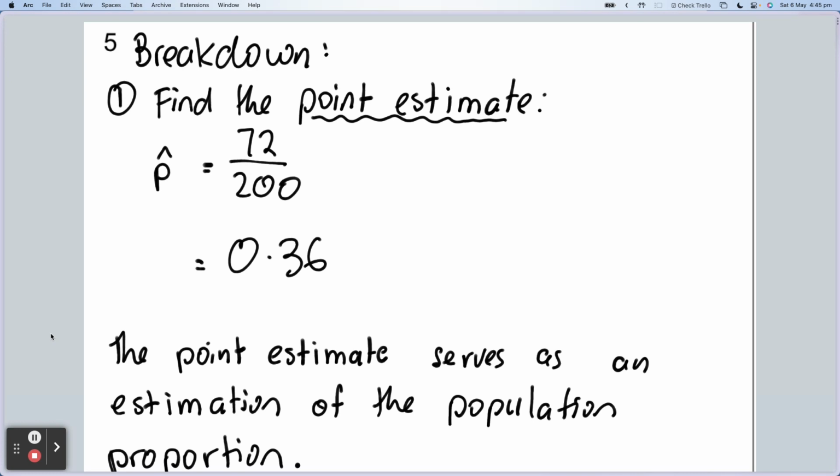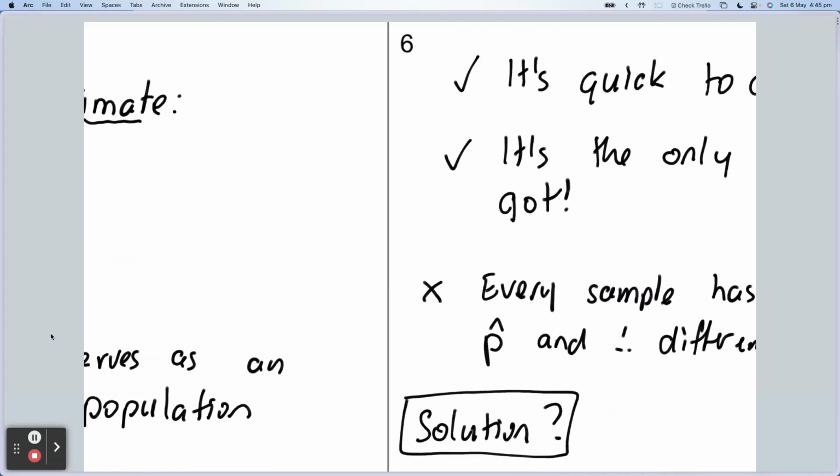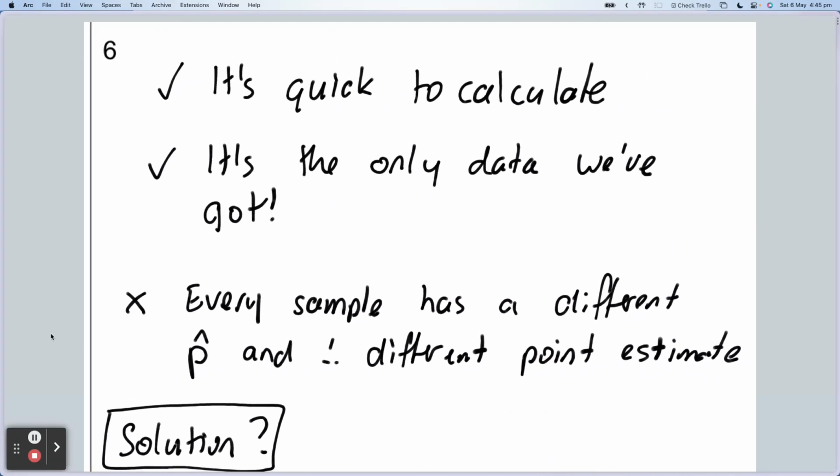Okay, so there are some good things and bad things about using a point estimate. I've got them on this slide too. You might want to write these into your summary books as well. Number 1, pretty obviously, it is quick to calculate. We just did it in about 2 seconds. Number 2, we're not going to go out and do, say, 10 samples of 200 students. That might take too long. We're certainly not going to be able to do a census where we look at every single secondary student and ask them the question. It'd be nice if we could. So effectively, it's the only data we've got. So therefore, it's a good thing. It's a point estimate. It's better than nothing.